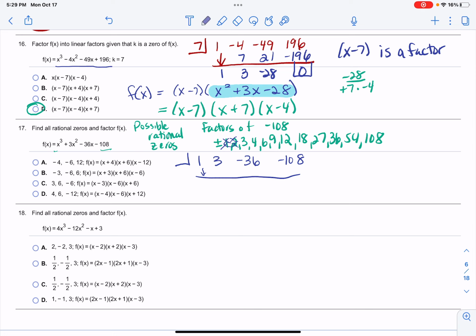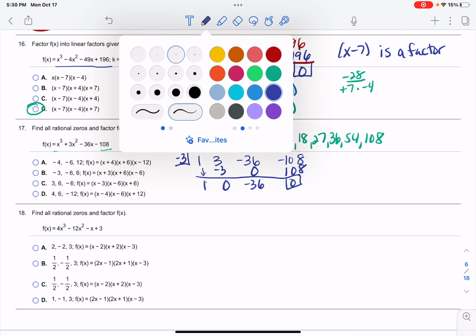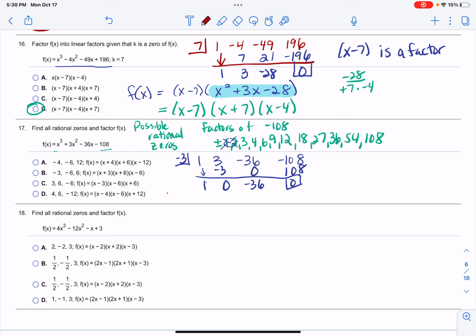This is a good time to use an eraser. I'm going to try -3 in the box, and I bring down the first term, 1, multiply by -3, get -3, multiply, add, multiply, and add, we get a remainder of 0. So that means -3 is a rational zero. That also means that x plus 3 is a factor of that polynomial.